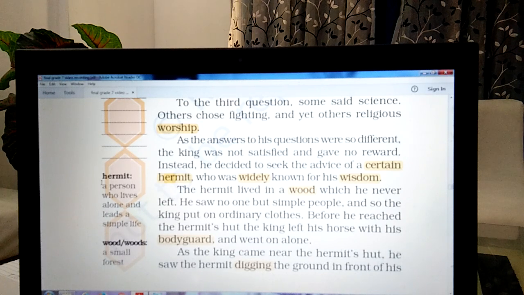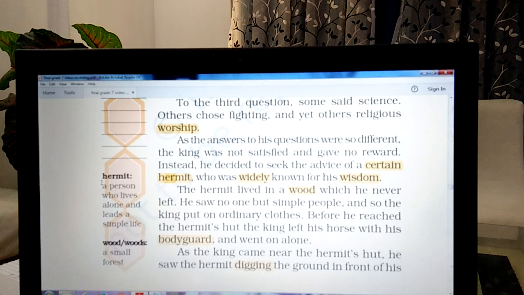The hermit lived in a wood. Wood means jungle, forest, which he never left. He saw no one but simple people. And so the king put on ordinary clothes. Before he reached the hermit's hut, the king left his horse with his bodyguard and went on alone. He disguised himself so that the hermit would not come to know whom he was talking to. Then let's see what happens next.